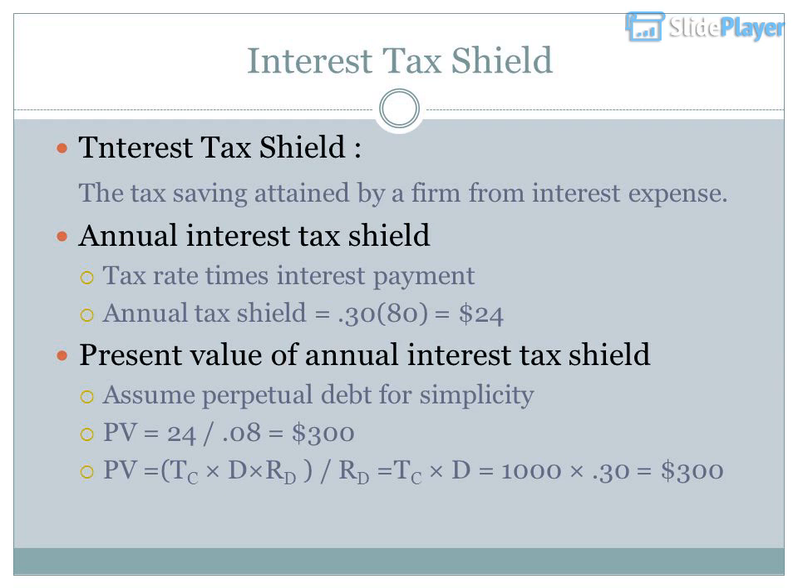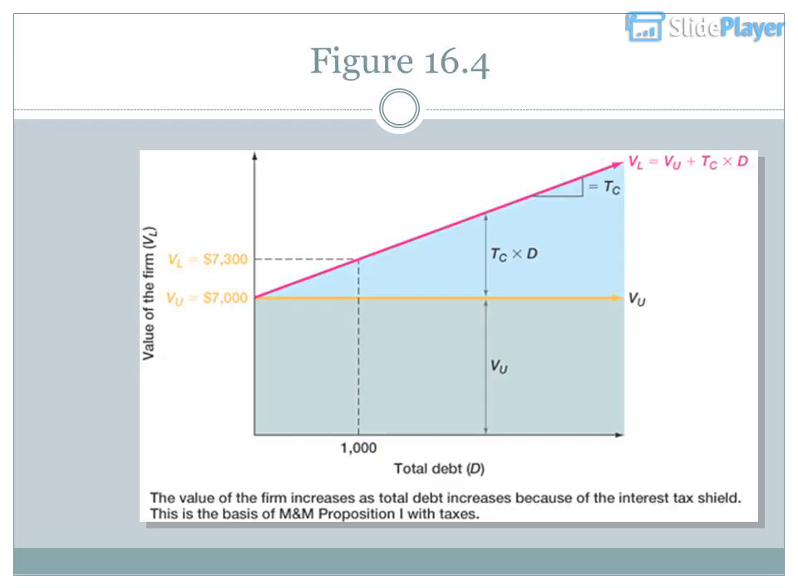Interest tax shield: the tax saving attained by a firm from interest expense. Annual interest tax shield equals tax rate times interest payment. Annual tax shield equals 0.30 times 80 equals $24. Present value of the annual interest tax shield: assume perpetual debt for simplicity. PV equals 24 over 0.08 equals $300. PV equals TC times D times RD over RD, so PV equals TC times D equals 1000 times 0.30 equals $300. Figure 16.4.